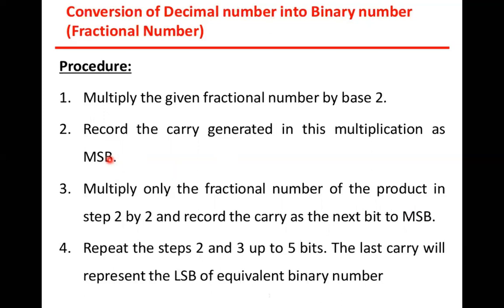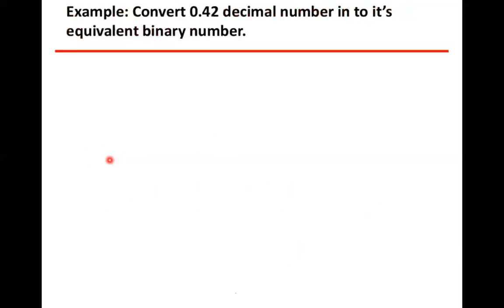Multiply only the fractional part of the product in step 2 by 2 and record the carry as the next bit after the most significant bit. Repeat steps 2 and 3 up to 5 bits. That is enough. The last carry will represent the least significant bit of the equivalent binary number. Let's see the example. If you see the example, it will be easy to understand.